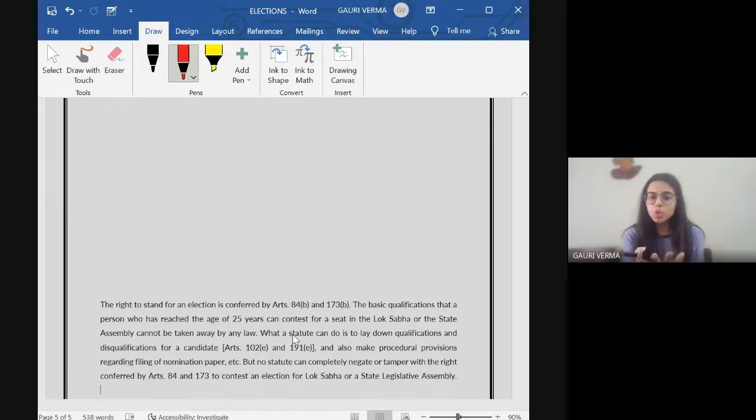And also, there is no statute that can completely negate or tamper with the right conferred by Articles 84 and 173 to contest an election for the Lok Sabha. The Constitution has given us the right, and it cannot be taken away by the legislature or any statute. I hope this much was clear.